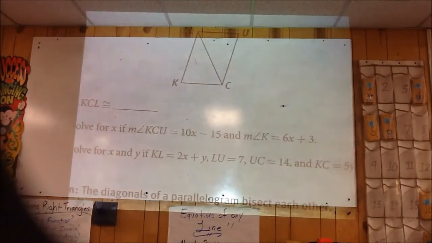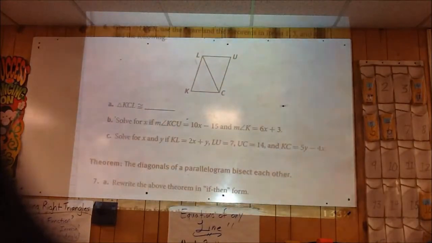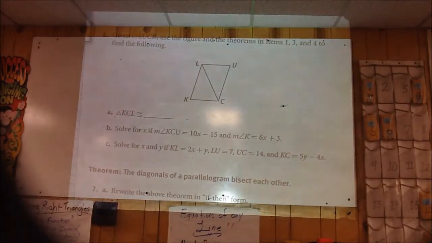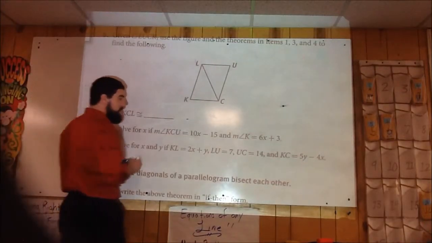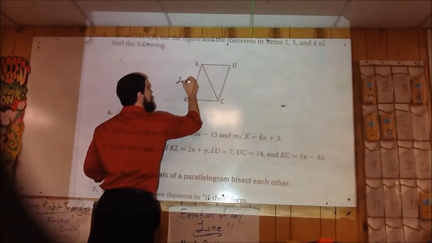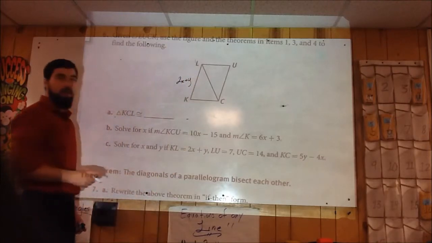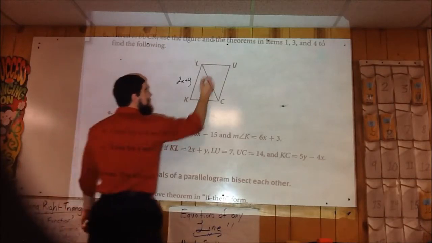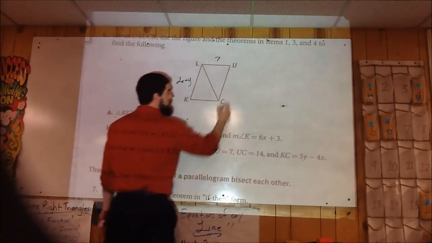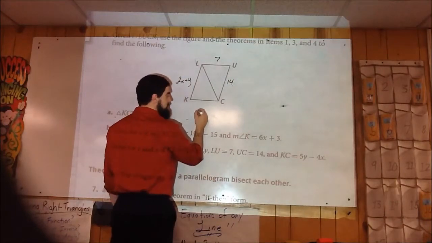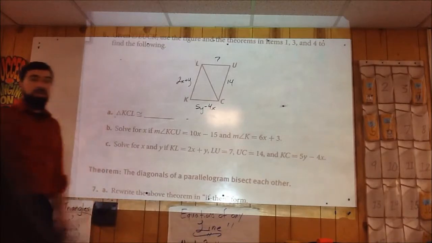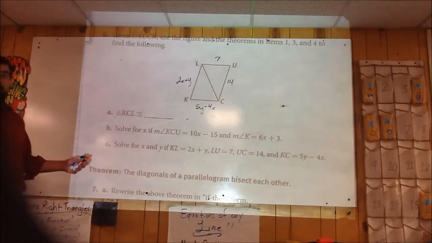For these problems, we don't have time to go over every single one of them, but I do want to quickly talk about part C in item 6. It says solve for x and y if you know the length of segment KL is 2x plus y, and then the length of LU is 7, and then the length of UC is 14, and the length of KC is 5y minus 4x.